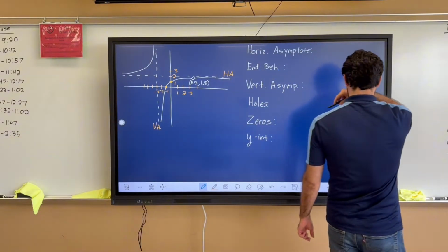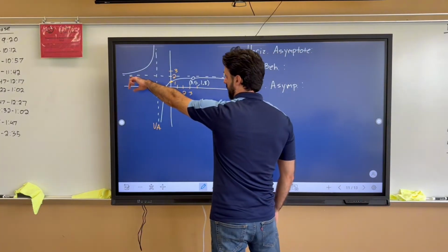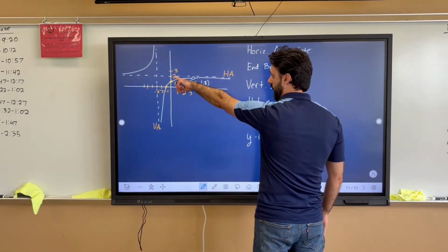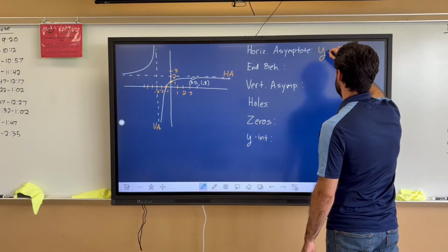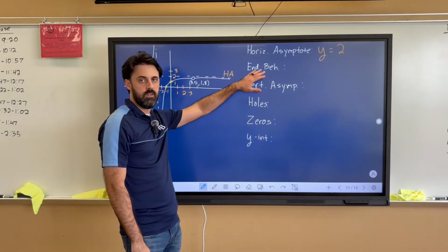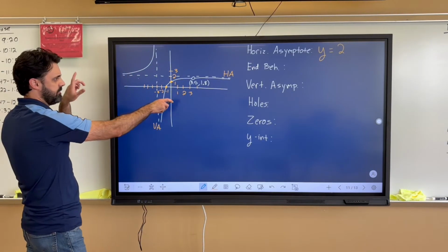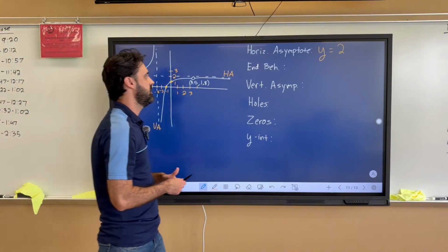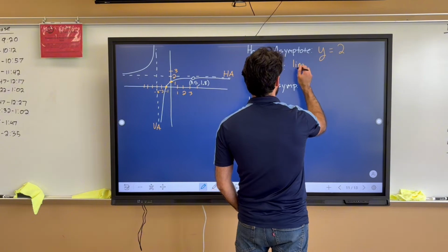Now, listing out where all of these are, so our horizontal asymptote is a line that passes through y equals 2. And so that's its equation. We just write y equals 2 for the horizontal asymptote. All right, so end behavior. This end behavior is a little bit different than graphs we've done in the past, but we're still going to use the limit notation. And graphs always have two ends to them.